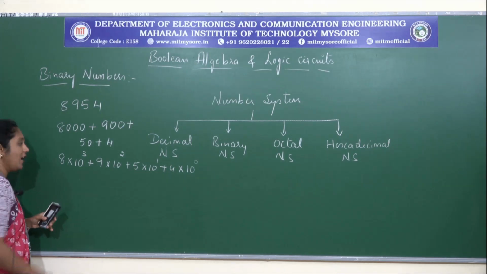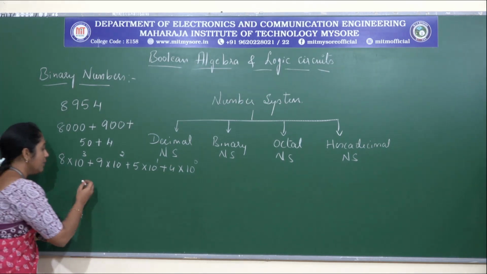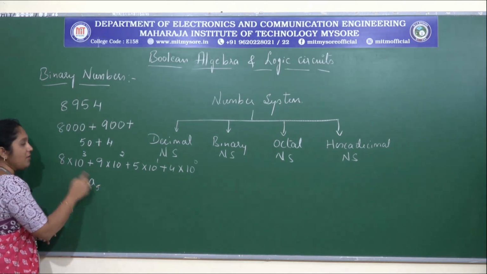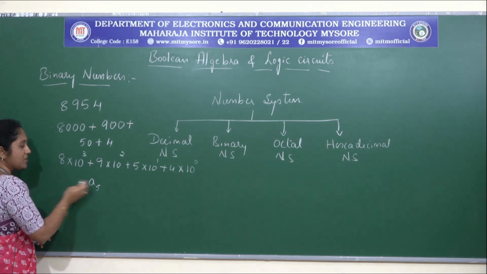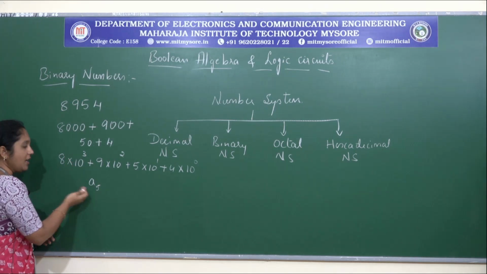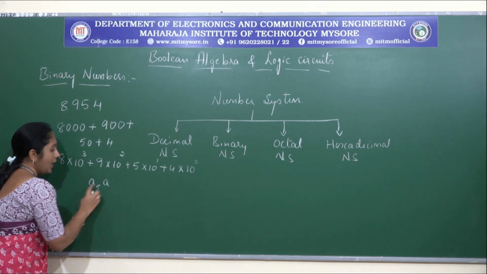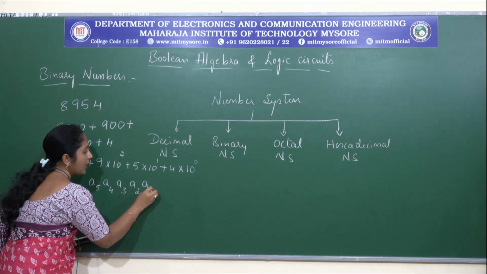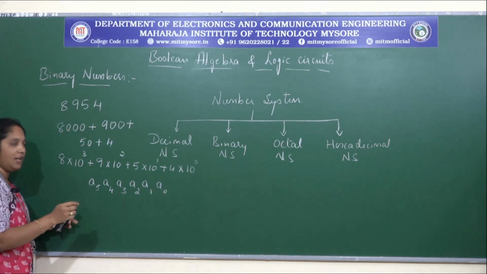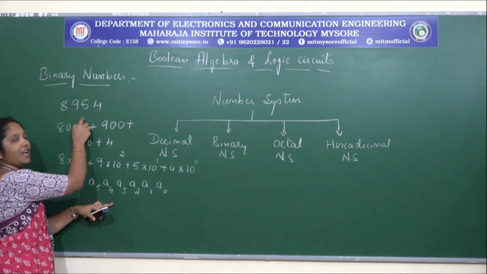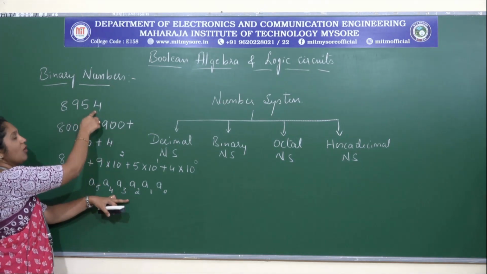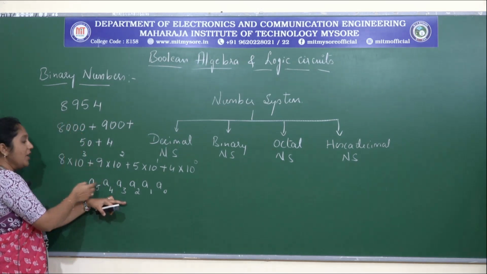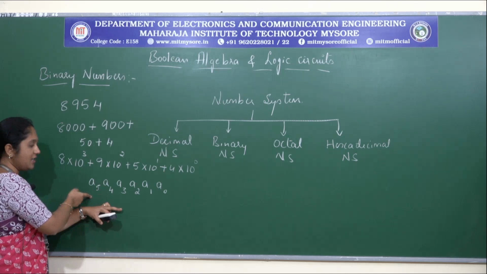Therefore, in general, we can represent the number in terms of coefficients. Let me start from A5. Here we have only 4 digits, but since we are writing in general, I am taking some higher coefficients also: A5, A4, A3, A2, A1, A0. If you consider this number, here we have A0 as 4, A1 as 5, A2 as 9, A3 as 8. So I have considered 2 extra digits here.